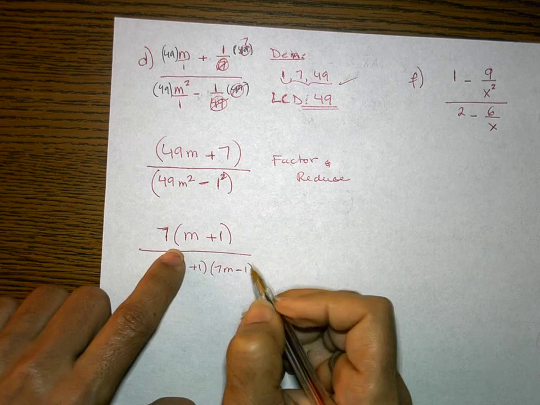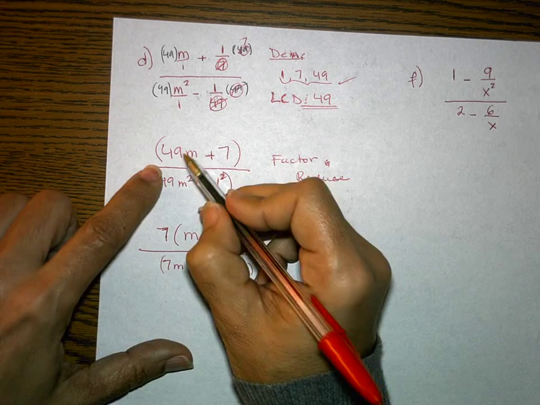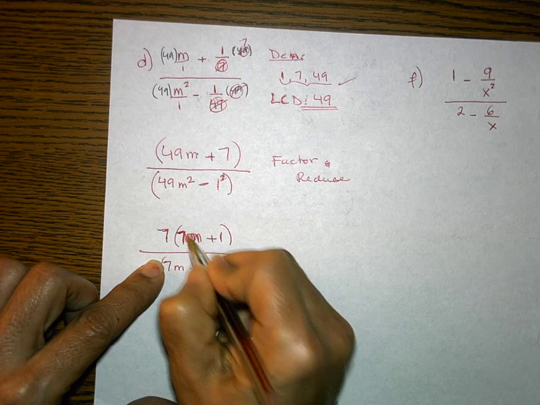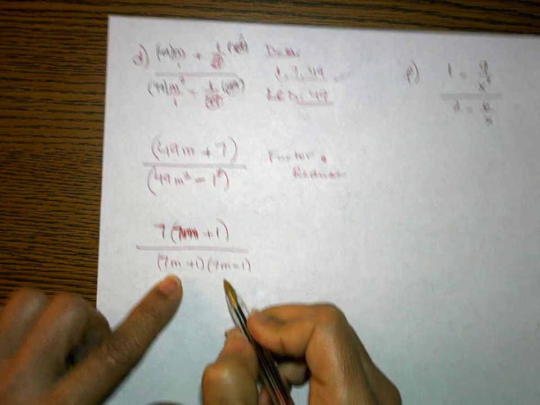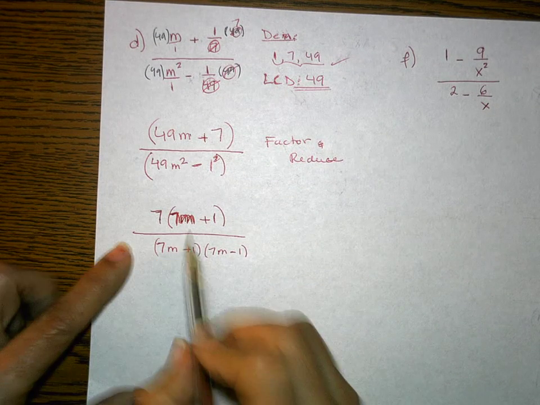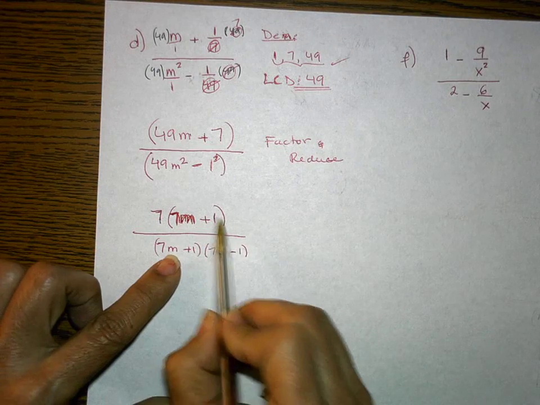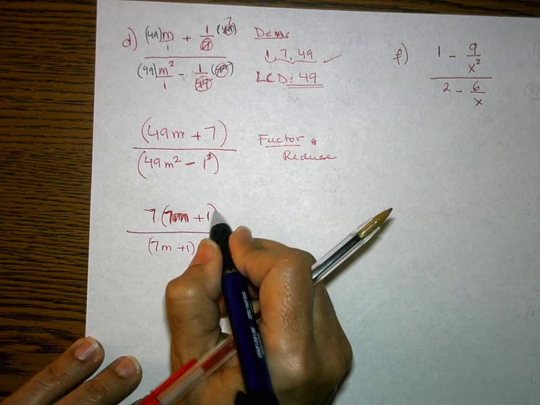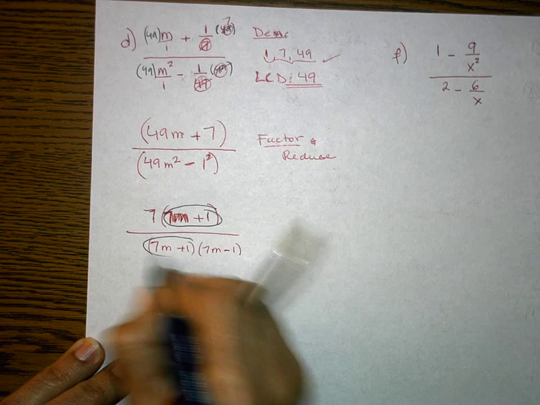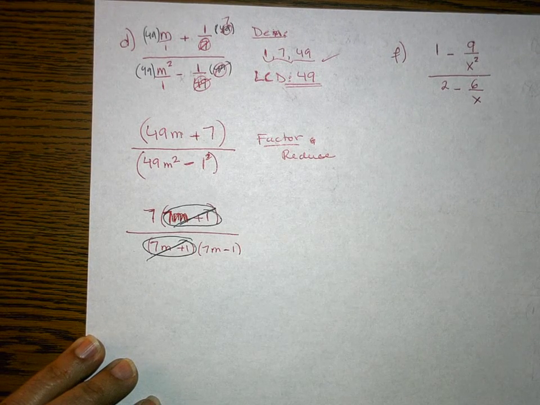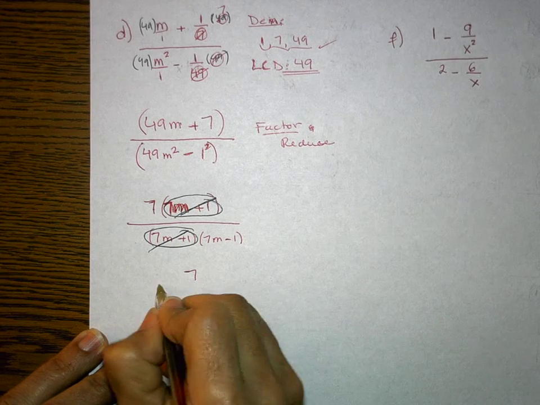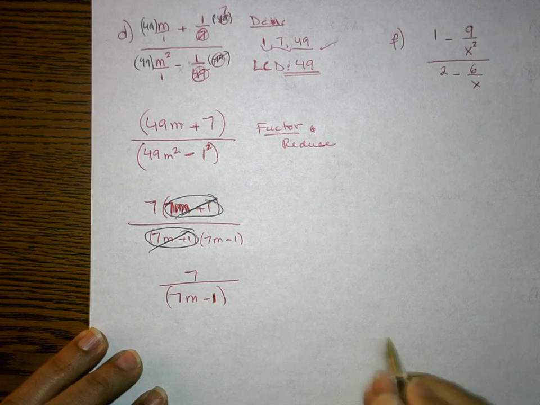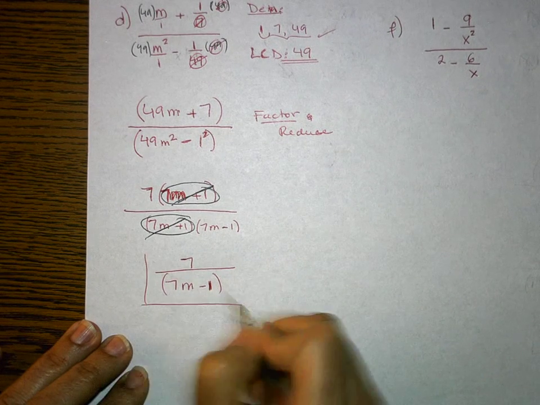I made a mistake here. I just realized it. 49m divided by 7 is 7m. There we go. I knew I would catch my mistake as soon as I saw the denominator. So as you can see, the denominator and the numerator have a factor in common. That's why we factored. So I can go ahead and reduce my 7m plus 1 and my 7m plus 1, and there we go. We end up with 7 all over 7m minus 1. This is a group. Keep them together. So here is an answer.